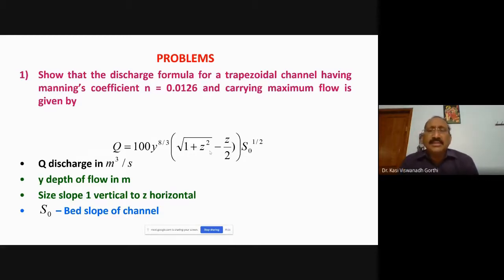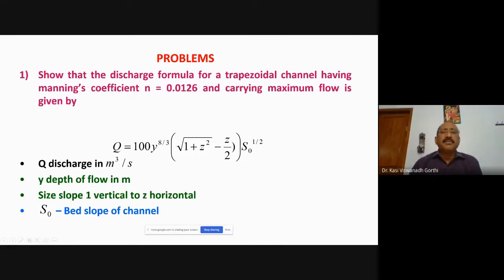Most economical channel. So since it is given that it is carrying maximum flow in the problem, you can make use of the conditions for the most economical trapezoidal channel section. Two conditions are given. Hydraulic radius r is equal to y by 2. The other is half of top width will be equal to y root 1 plus z square. These are the two conditions which are given for the most economical trapezoidal channel section. Just now we have deduced.